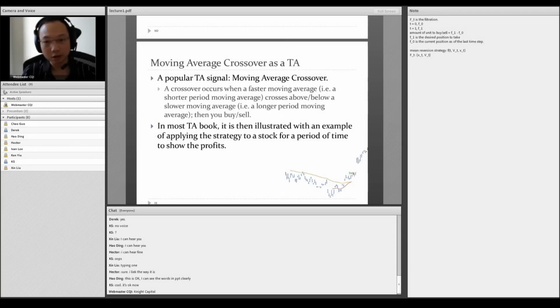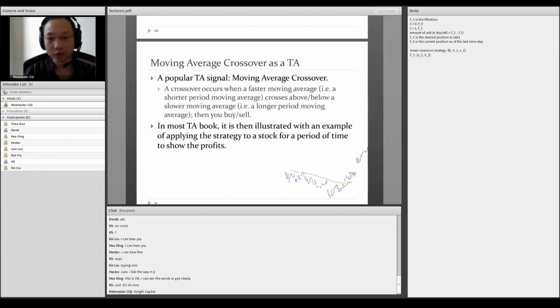Let's take moving average crossover as an example, because this is a very popular strategy, popularized by TV, by journalists, by reporters, but probably not by scientists. So what is a moving average crossover strategy? The idea is very simple. You keep track of two moving averages, a faster moving average and a slower moving average.